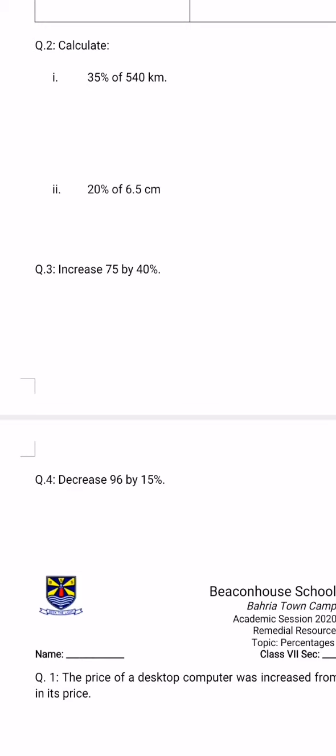And if you have to do this question by the direct method, as I told you earlier about question number 3, then you subtract this 15% from 100, and this gives you 85. So you multiply 96 by 85, and then you divide the answer by 100. So you can apply any of these methods.